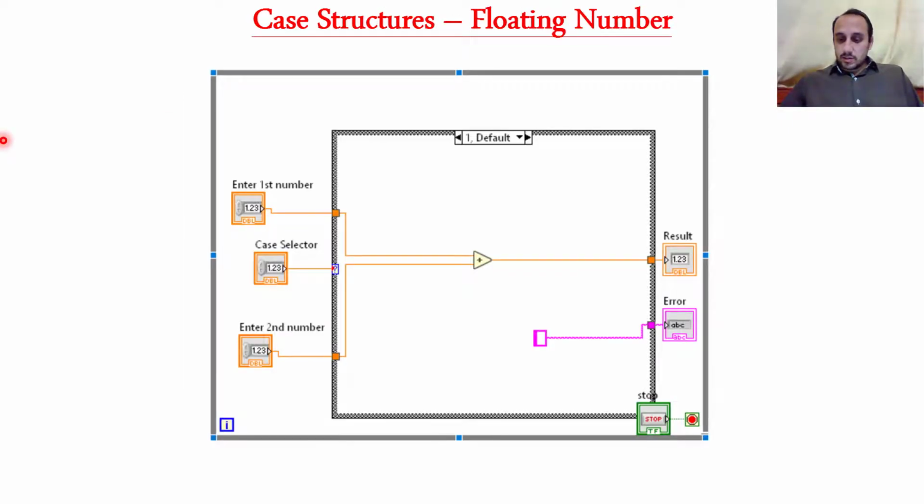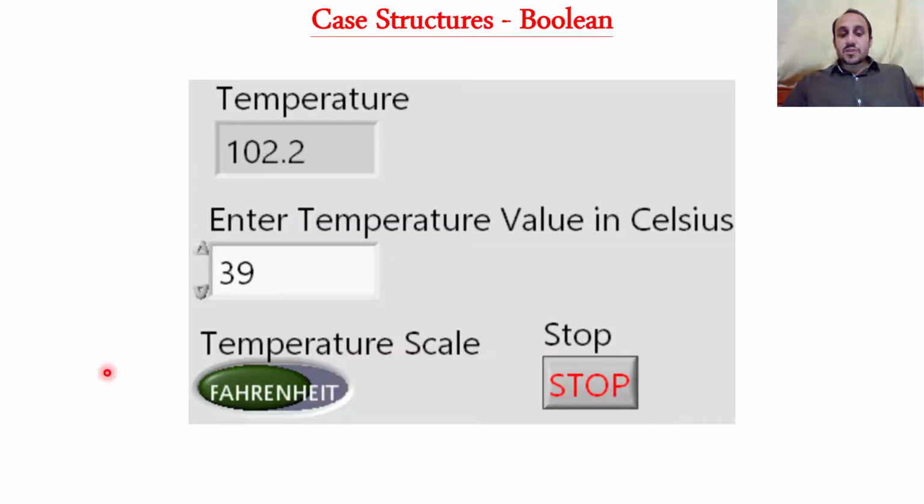In the next one, we don't have the other case. So when we press this button and change the input from Fahrenheit to Celsius, the same value will appear in this indicator as well.